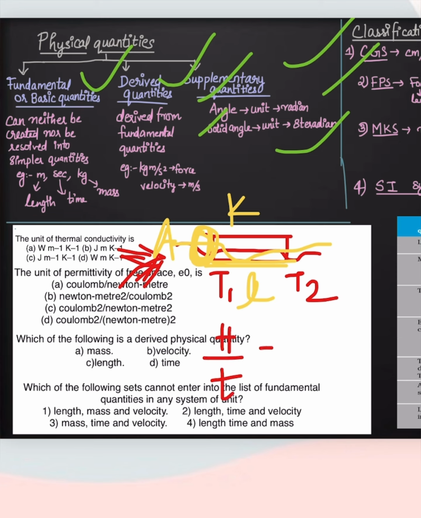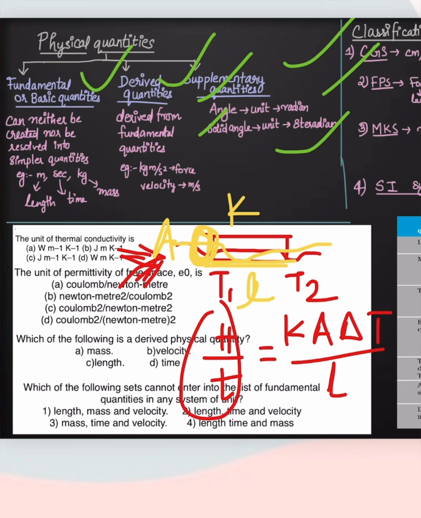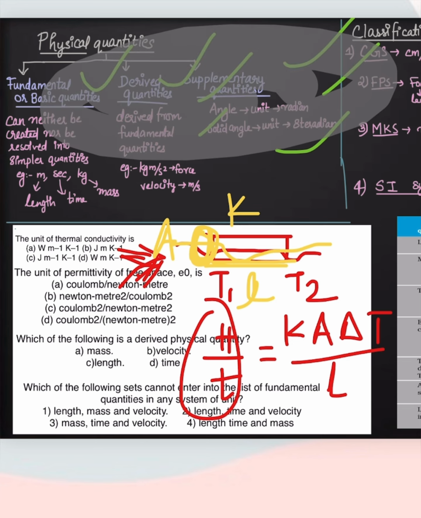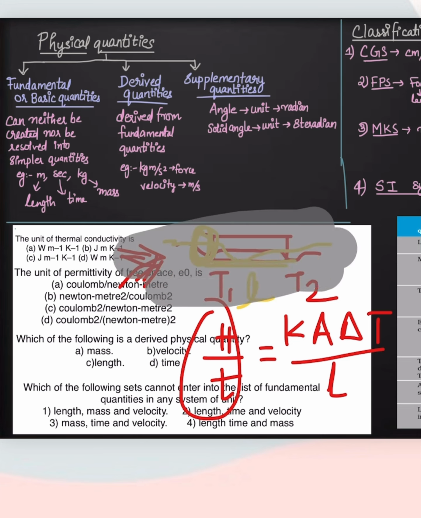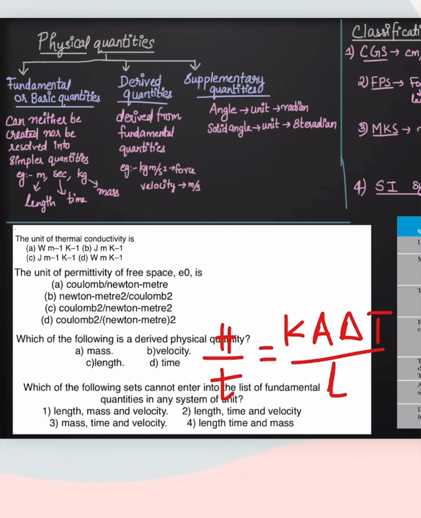H by t is equal to K A delta T divided by L. L is the length of the rod, A is the area of cross section of the rod, K is the thermal conductivity, delta T is the temperature difference, and H by t is the heat energy flowing per second. Okay, so this is the equation. From this we have to find the unit of the thermal conductivity, that is, the unit of K.